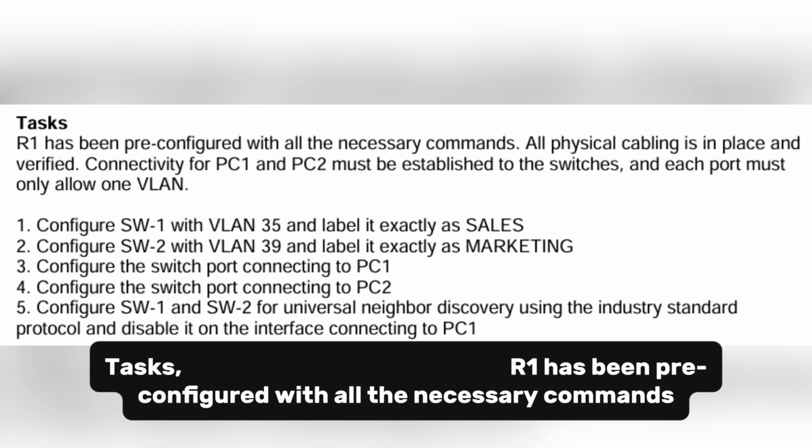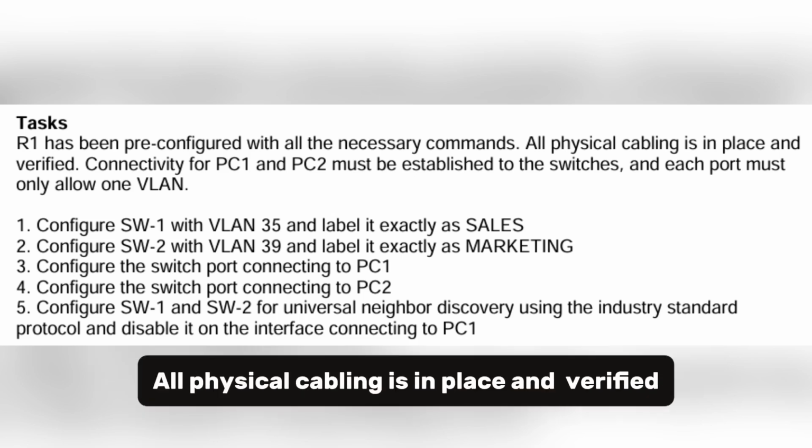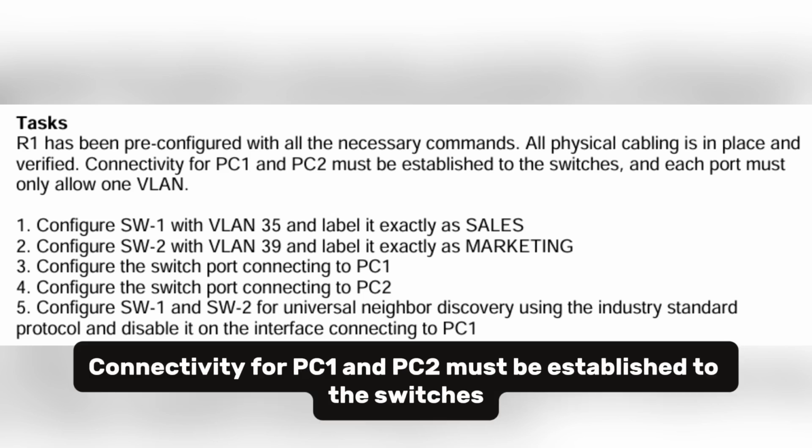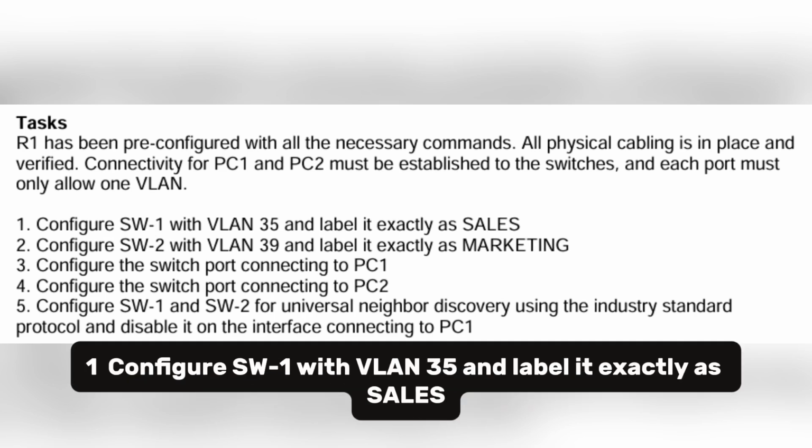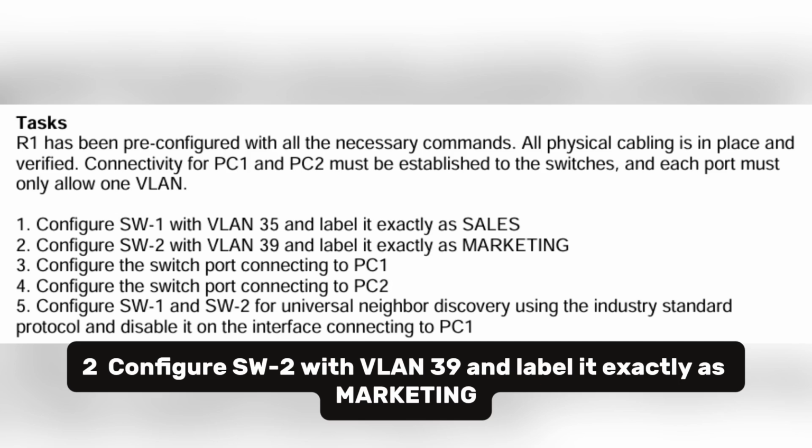Tasks. R1 has been pre-configured with all the necessary commands. All physical cabling is in place and verified. Connectivity for PC1 and PC2 must be established to the switches, and each port must only allow one VLAN. 1. Configure SW1 with VLAN35 and label it exactly as sales. 2. Configure SW2 with VLAN39 and label it exactly as marketing.